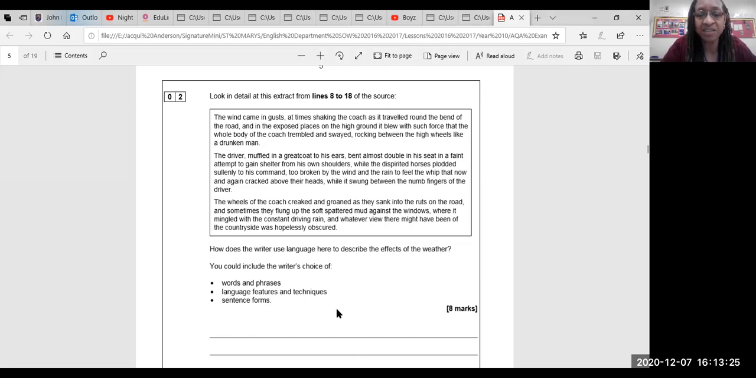But all you really need to focus on is your PEAL format. So you're looking at your PEAL with your single word analysis, and then explaining, putting it all together and explaining how the writer has used words, phrases, punctuation, whatever language techniques you can find, how they've used those in order to create the effects of the weather.